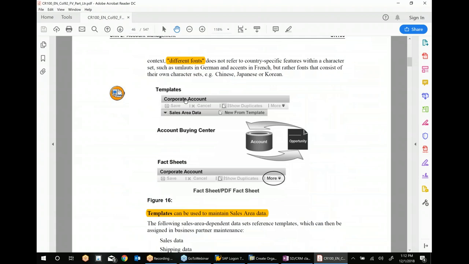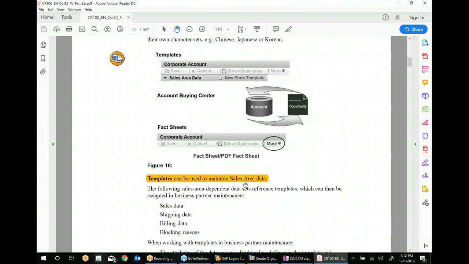You can also define the templates. Templates basically mean it allows you to maintain the data. So if you want, you can make a note of this line item. Templates can be used to maintain the sales area data. So you can create a template, and from the template you can copy the data. So we can define templates.